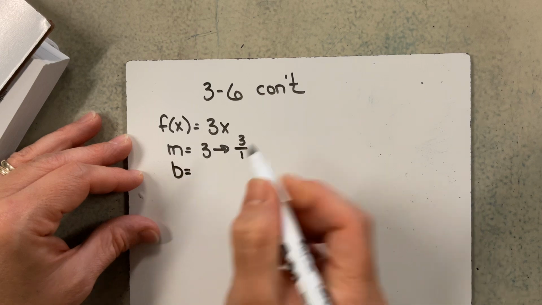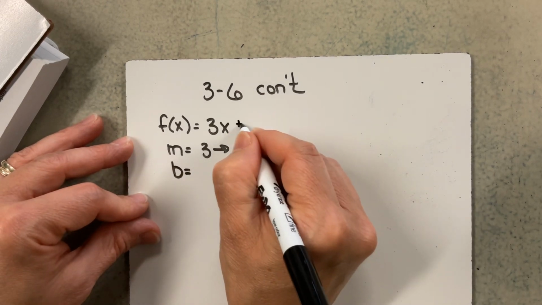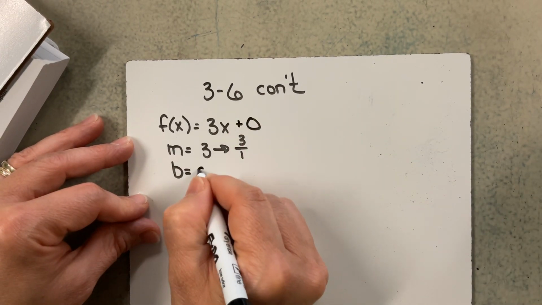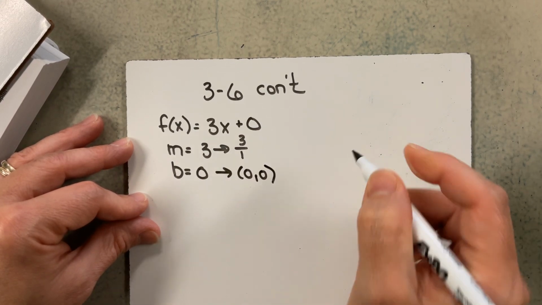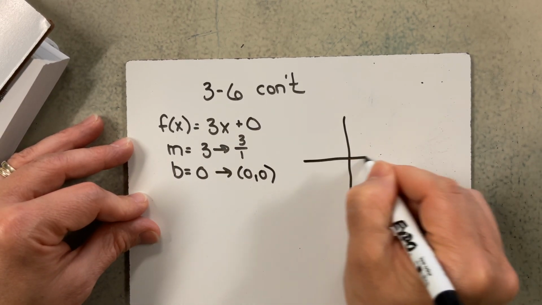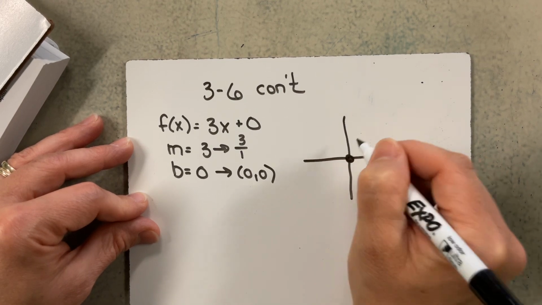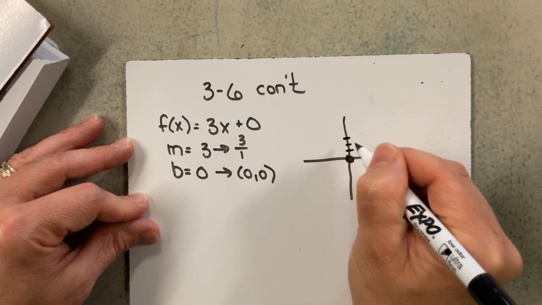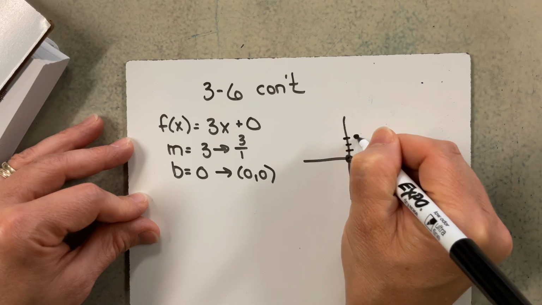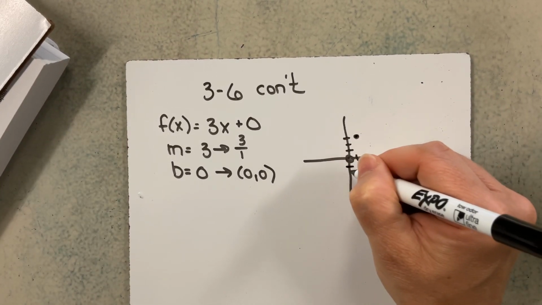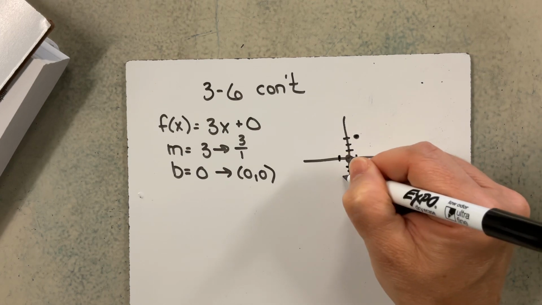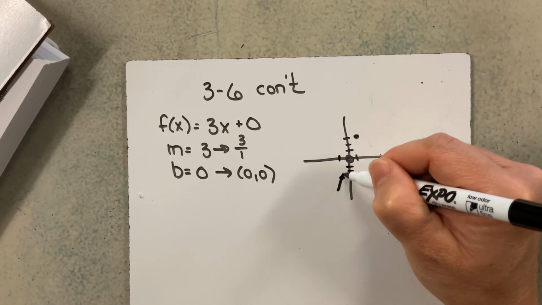And my b, well, there's nothing there, so it really just means it's plus 0, which would give me an ordered pair of 0, 0. So we're starting at the origin. Okay, so right there. We're going to rise 3, 1, 2, 3, run 1. That's about there. Okay, and we could go down, rise 1, 2, 3, run -1. So it looks something like that.